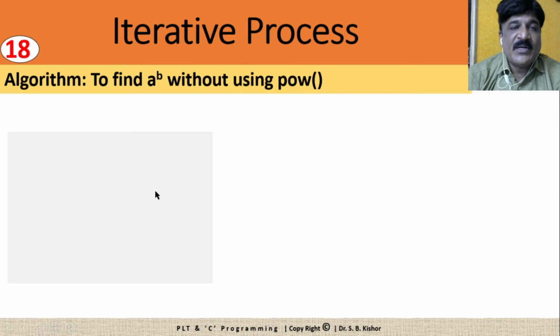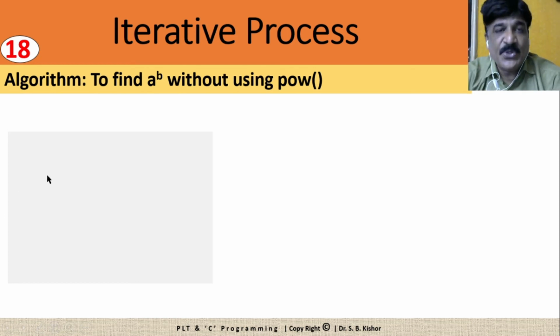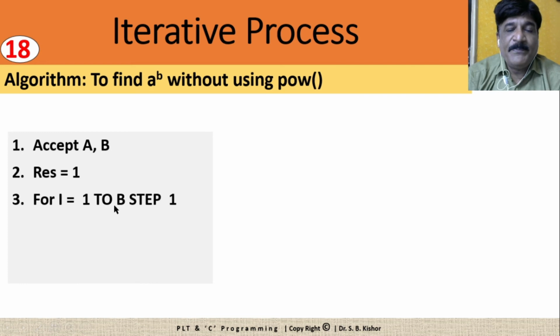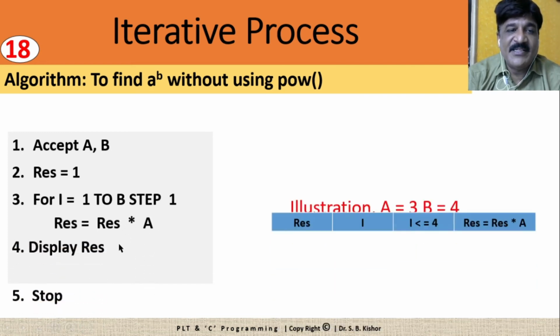Now to find a raised to the power b without using the function supported by the C language, or say assume that you don't have any such operator. So without using the raised to the power operator, you need to find a raised to the power b. So how is it possible? Of course, by multiplying a, b times. The values of a and b are unknown, so accept them. Then initially assume the result is 1. So for 1 to b times, you are going to perform multiplication. Finally, display the result and stop.